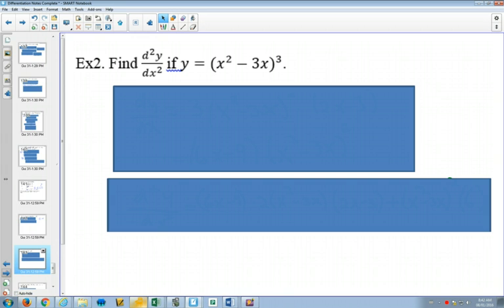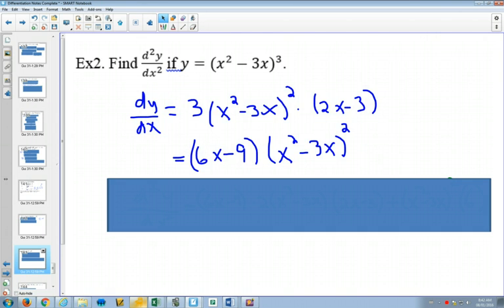So when looking at this one, it's not quite as straightforward. (x² − 3x)³ means that we have a chain rule. And if we're going to find d²y/dx², we're going to take our derivative first and see what that looks like, and then take our second derivative. So what does our chain rule look like?